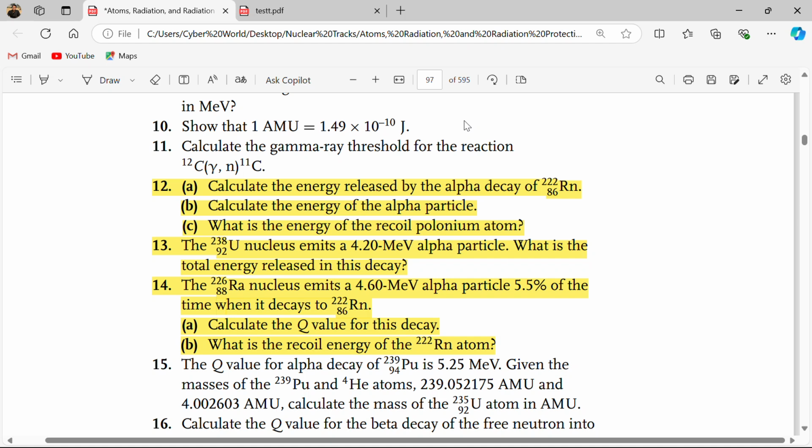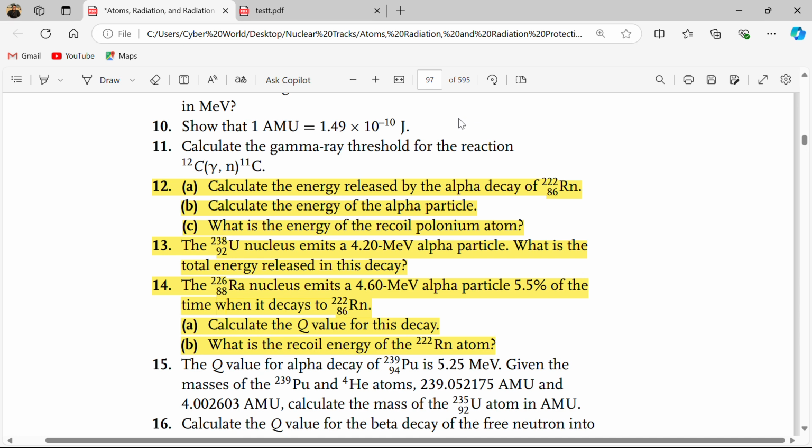Today we will solve some practical problems of alpha decay, a topic which we already discussed in our previous lecture. So today we will solve some numericals, like chapter number 3, problem numbers 12, 13 and 14 for the case of alpha decay. This will help you to understand this topic briefly.